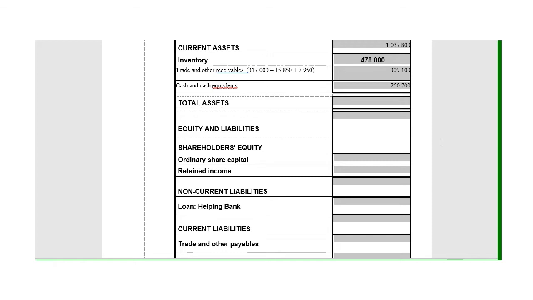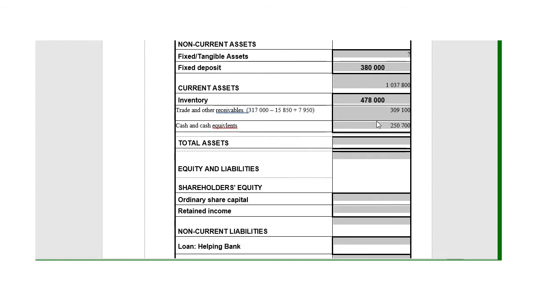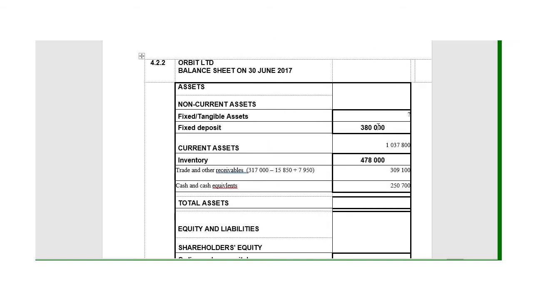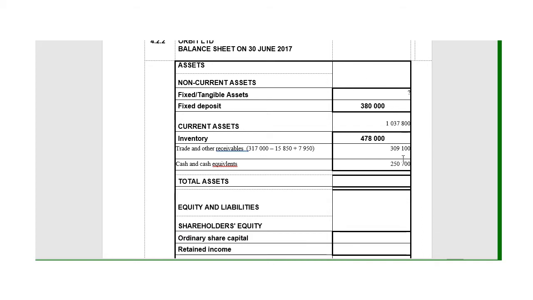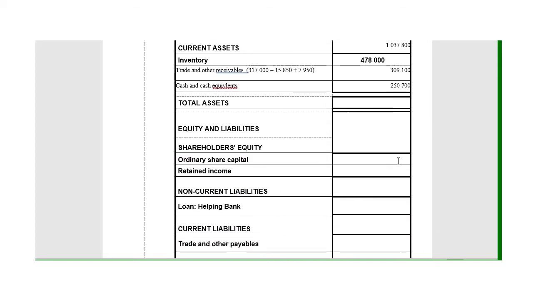I can move on. Just want to get them sorted. I cannot work out the total assets because I haven't got the fixed assets. So I haven't got the fixed assets, I cannot get the non-current assets. So I will move on to the liabilities.